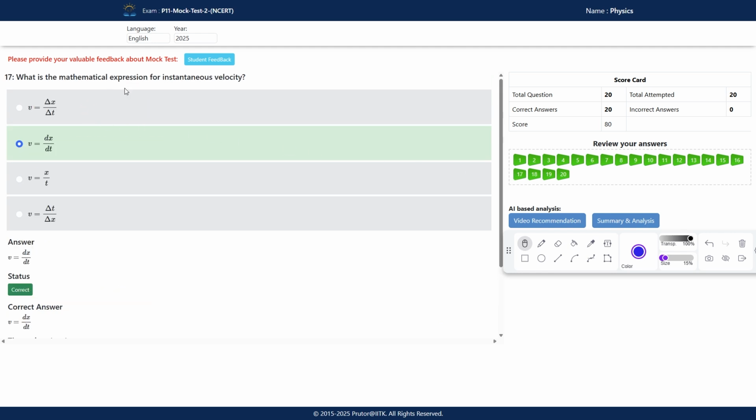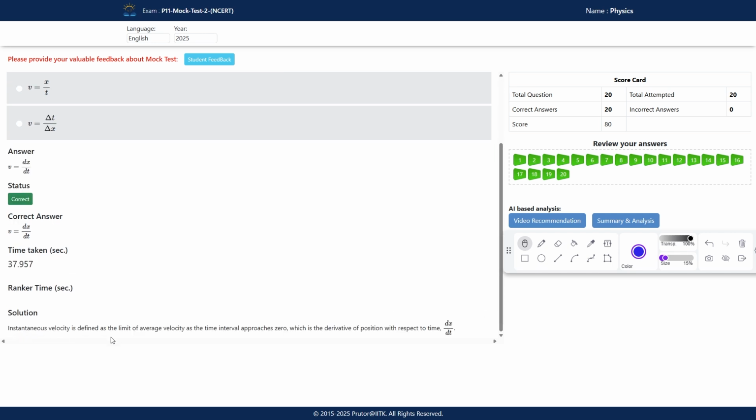What is the mathematical expression for instantaneous velocity? So v is equal to dx upon dt. Instantaneous velocity is defined as the limit of average velocity as the time interval approaches 0, which is the derivative of position with respect to time, dx upon dt.